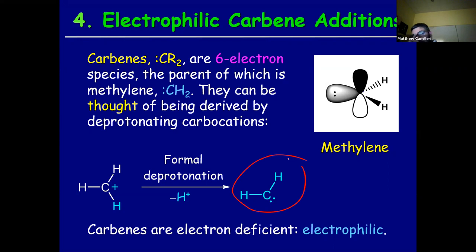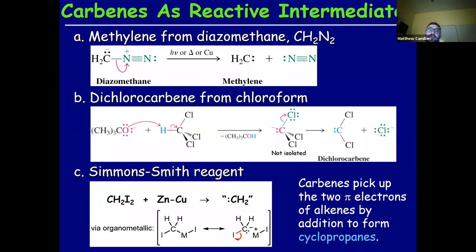So you might tell me, but what does this mean? By deprotonating, you are putting two electrons on the carbon, okay? So in fact, this would be completely stable, okay? This would be no charge, it would be fine. Okay? So carbenes are highly reactive.